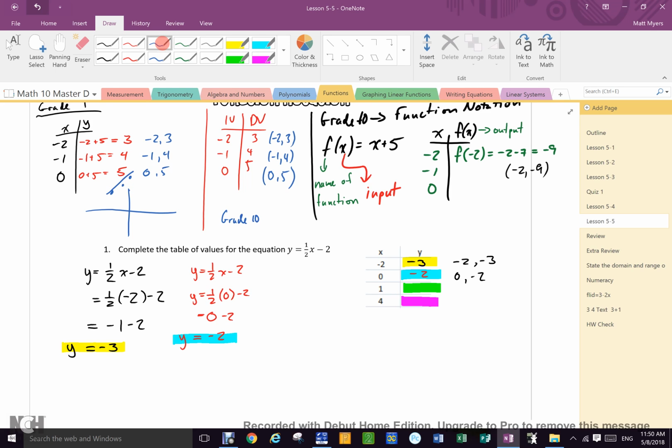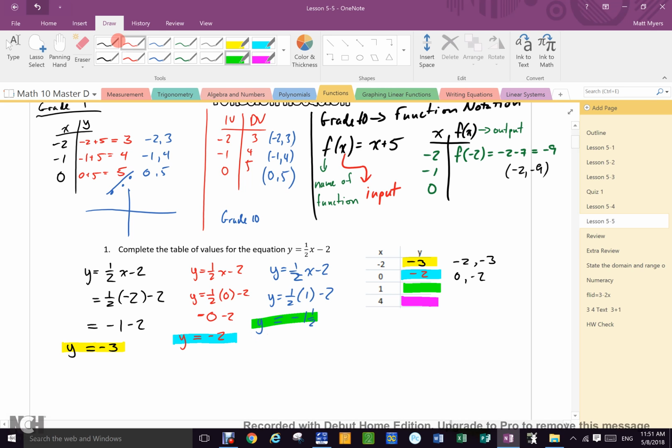We'll do that this time. Pay attention, okay? Third one. Y equals 1/2 x minus 2. What is my x value now? 1. 1/2 times 1 minus 2. What is 1/2 times 1? 1/2. What is 1/2 take away 2? Negative 1.5. Right? So what is y?